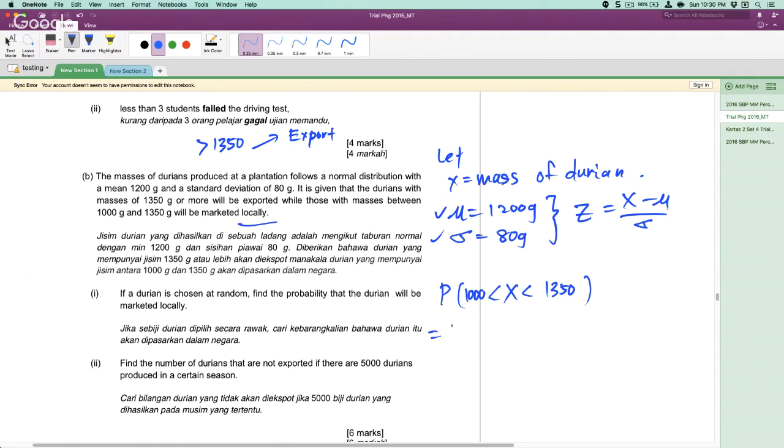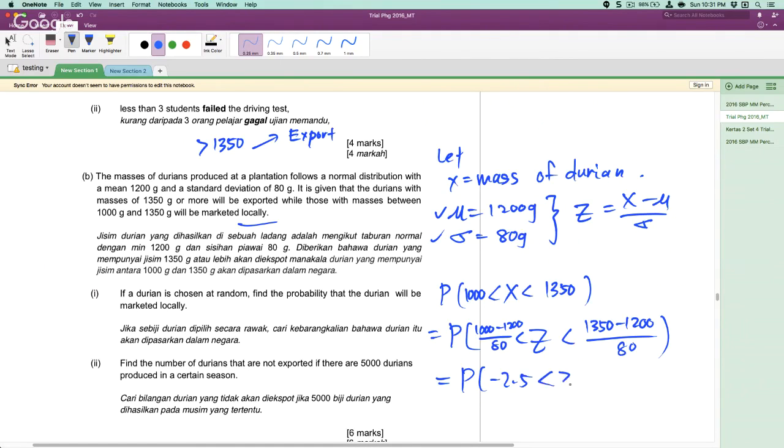Then we know that we have to change it into the Z. And both of these are our X value, right? So we have to minus our mean over our standard deviation. This one we have to minus our mean as well over standard deviation. Then we will get a negative value for the first one. So you will get negative 2.5, and then this one should be 150 divided by 80. This one should be 1.875.